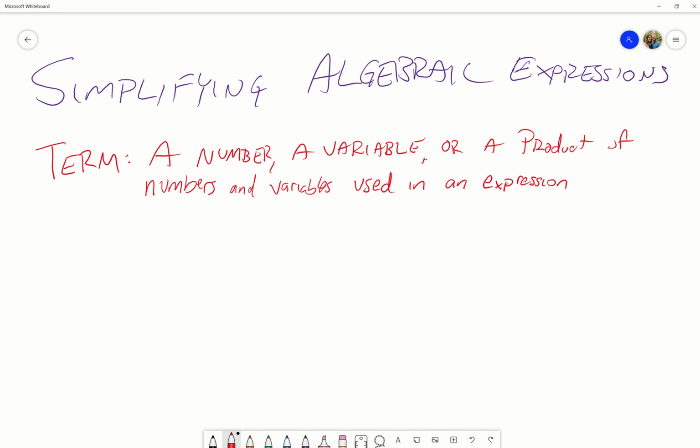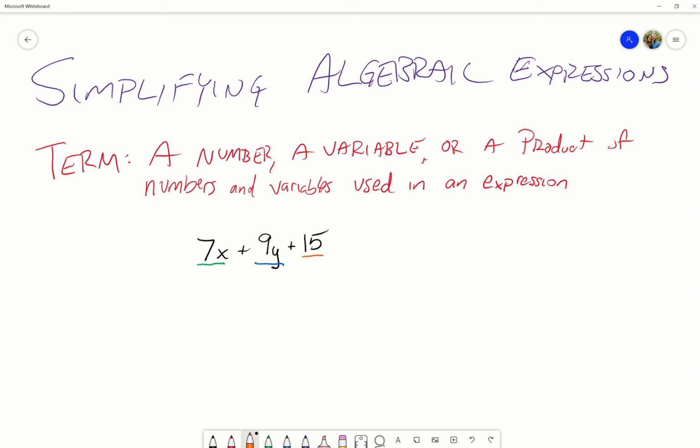So if we had a math expression that looked like 7x plus 9y plus 15. All right, so if this was our expression, this would have three unique terms to it. There would be the term 7x, there would be the term 9y, and there would be the term 15, and it would have three unique terms to it. Okay, so knowing what terms are is really helpful so that we can know how to simplify our expression.